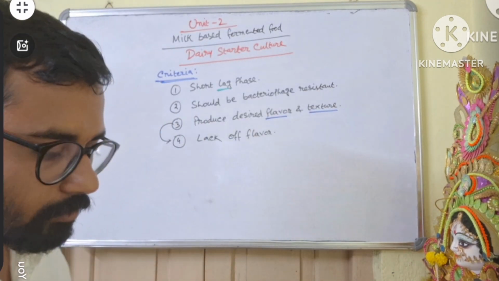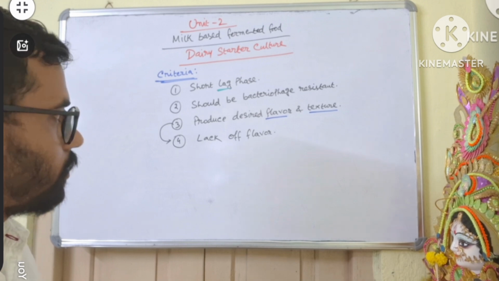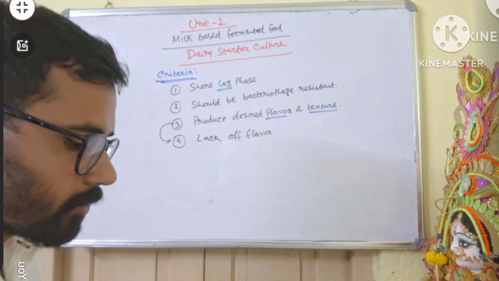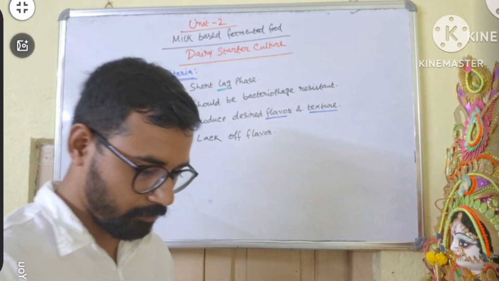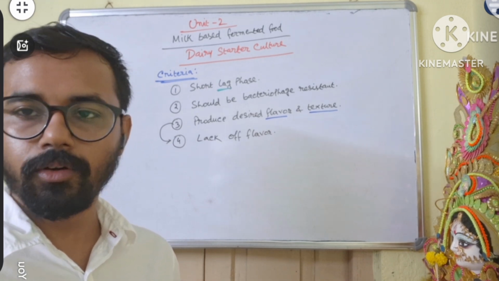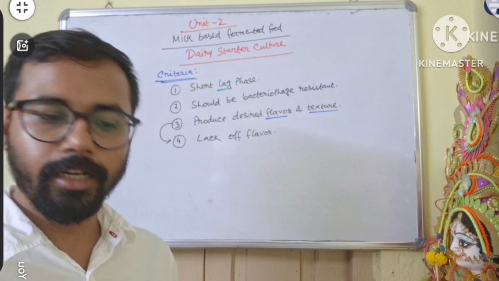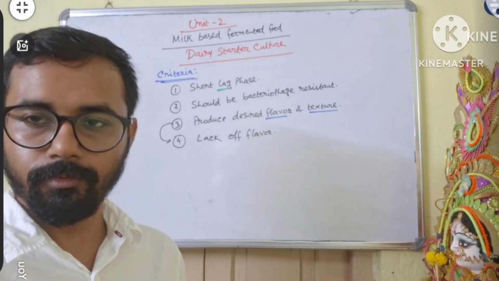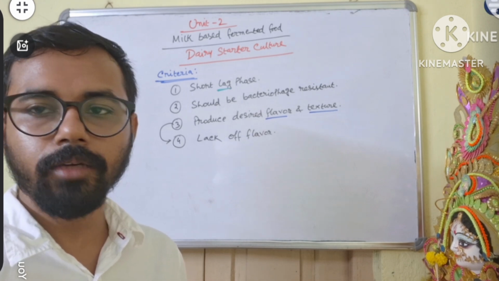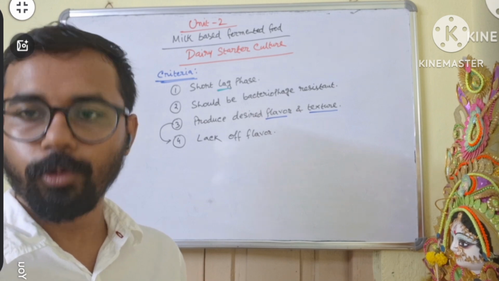Sir, the last point, which is lack of off flavor. If the bacteria produce an undesired flavor, then those bacteria should be eliminated from the starter culture, because if they grow, they produce undesired products, and undesired products actually change the fermented food. Okay, sir. That's why we are not using those microbes that produce off flavor, off odor, etc.